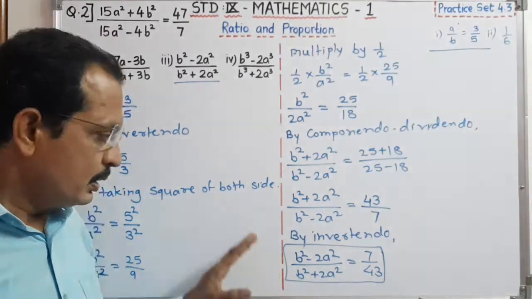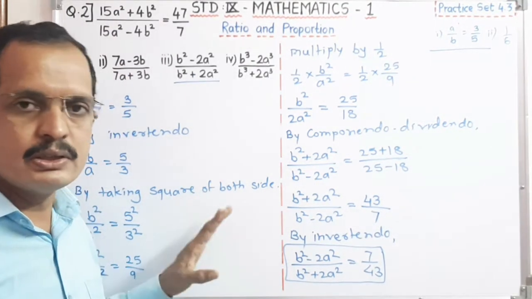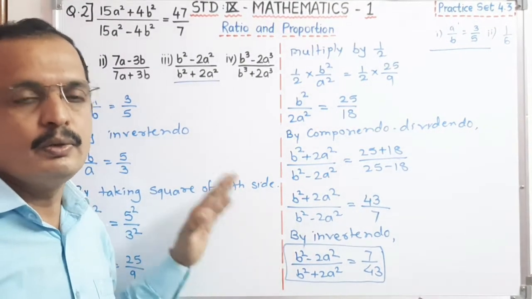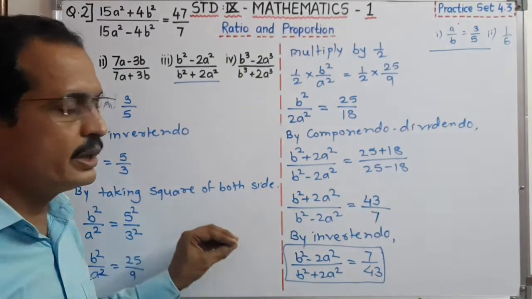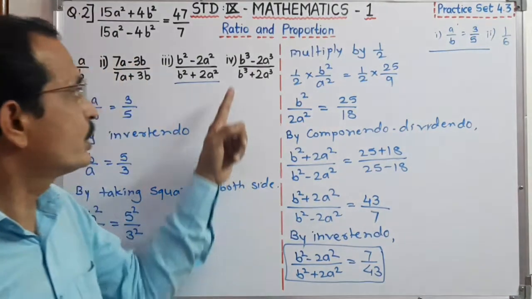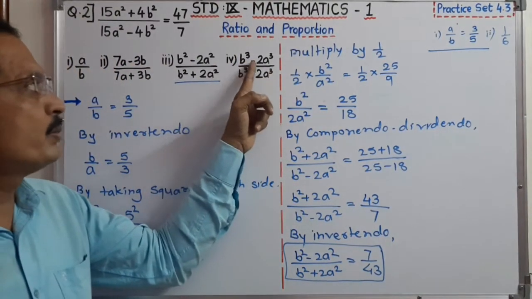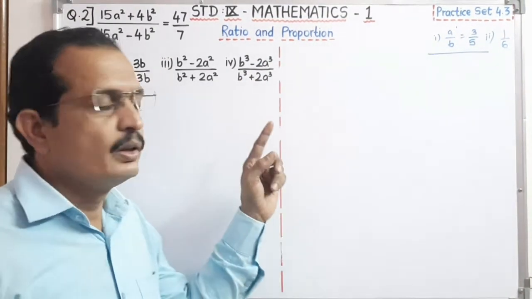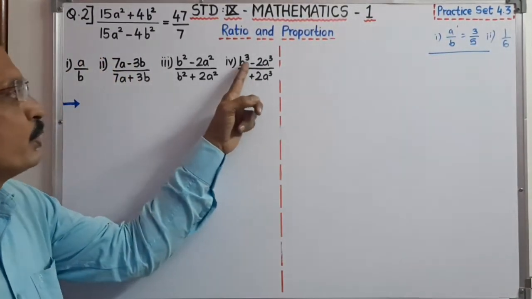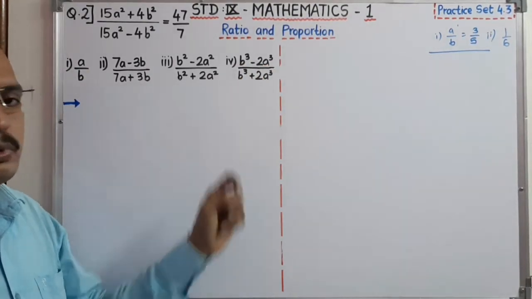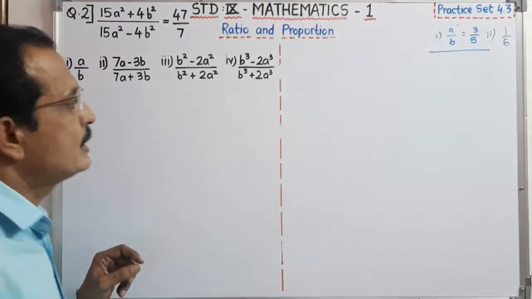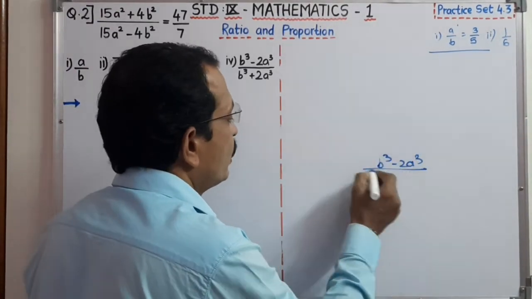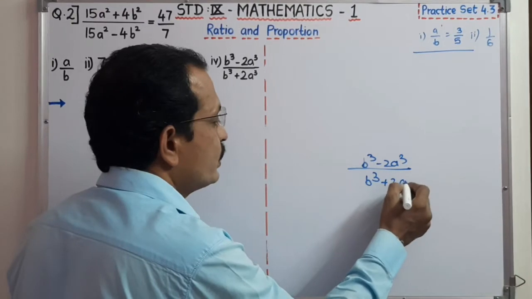Dear student, just now I told you that it is very easy. We have to decide by which step we have to go. If you go step by step, then it is very easy. Now, see, we have to solve the fourth one, b cube minus 2a cube upon b cube plus 2a cube. Same thing, dear students.